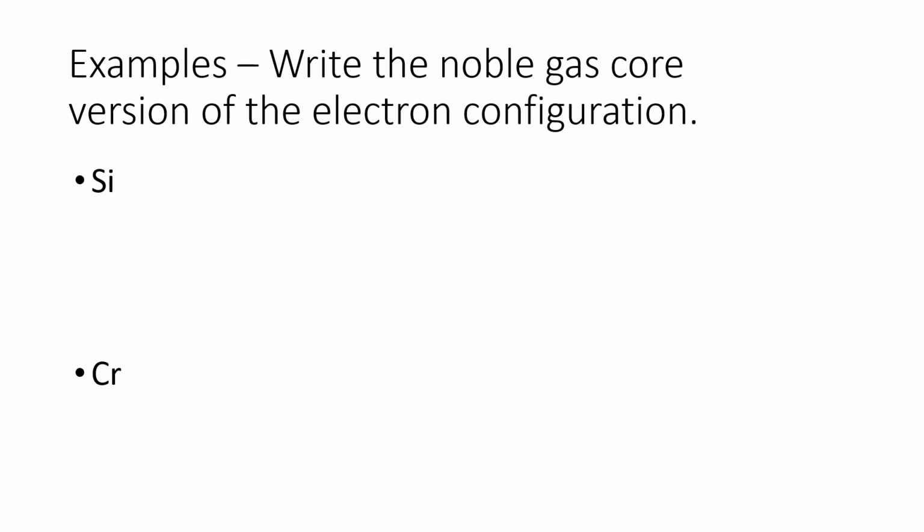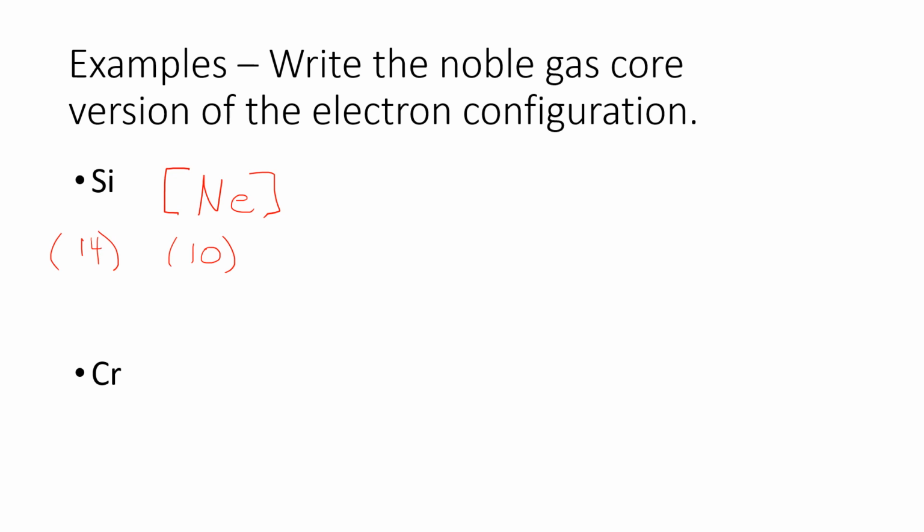So let's try silicon. Silicon is on the third row of the table in the P block. If I slide over and go up one, I discover that its noble gas core is neon. So I'll start by writing neon. Writing that accounts for 10 electrons. I'm just going to put that down here in parentheses. Silicon has 14 electrons, so we're going to add 4 more electrons to the end of this configuration.